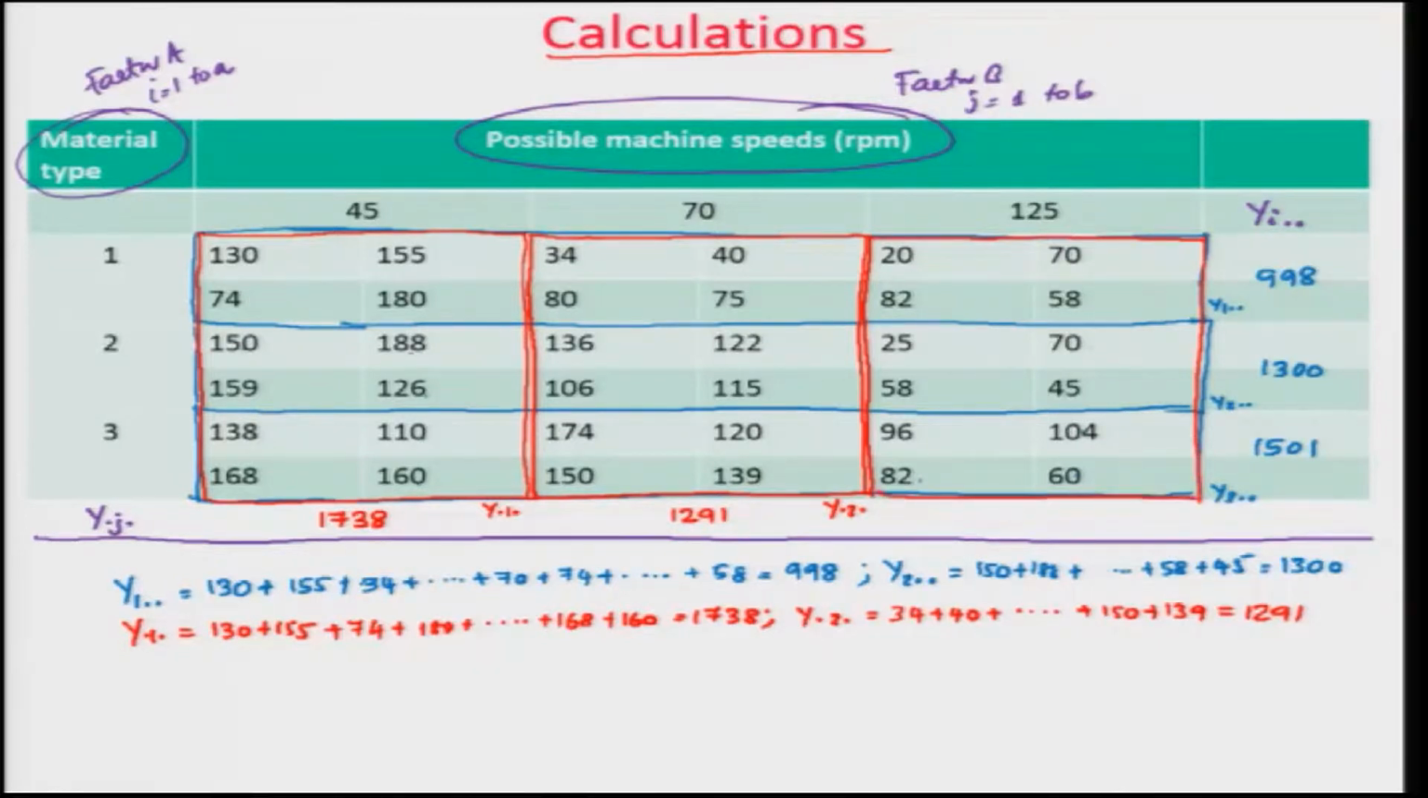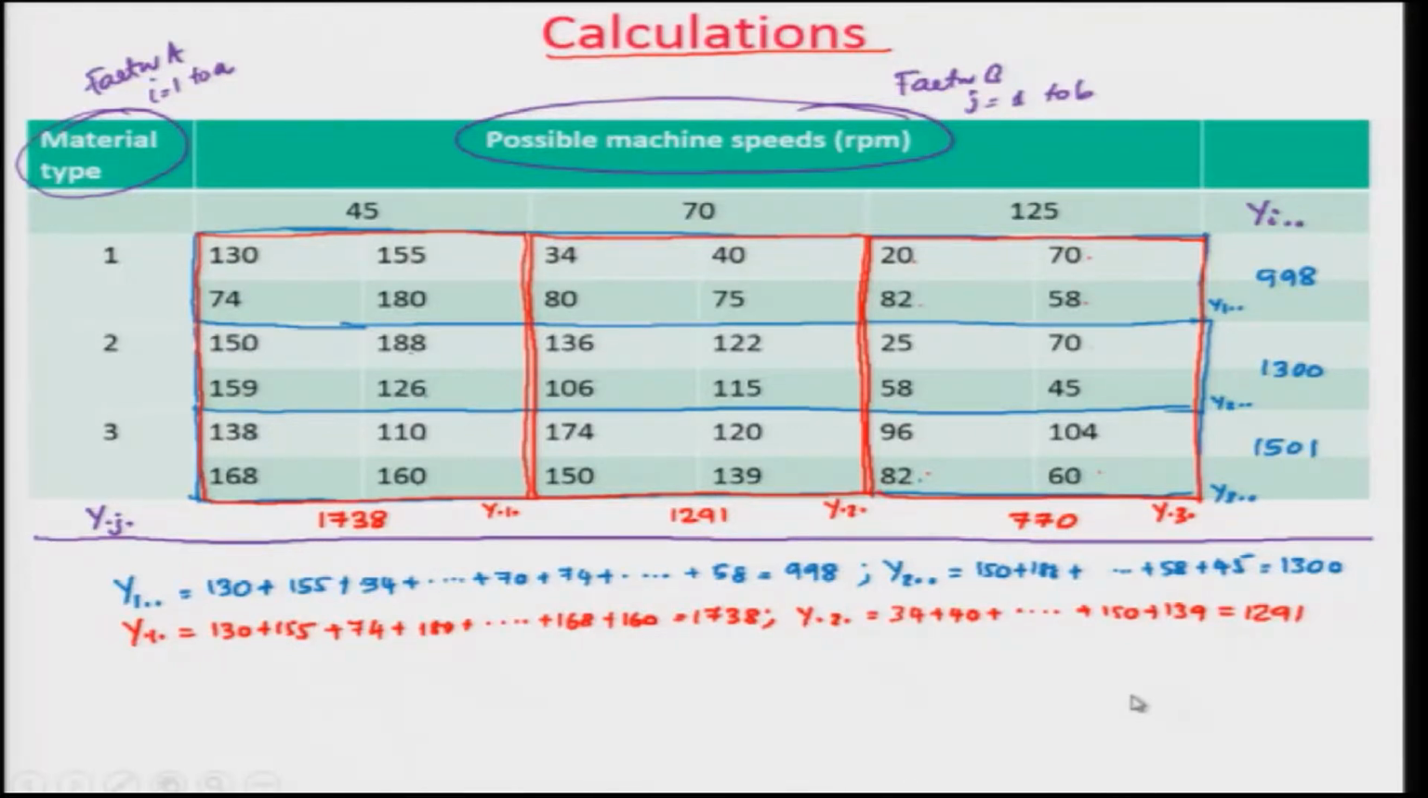That will be y dot 3 dot, and that will be 20 plus 70 plus 82 plus 58 plus all the way to 82 plus 60. If you sum all these values, you will get 770. So this 770 is the sum of all the y dot values. This gives you both the row and the column sums.